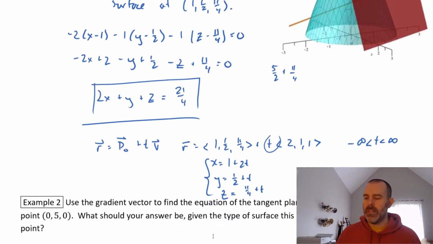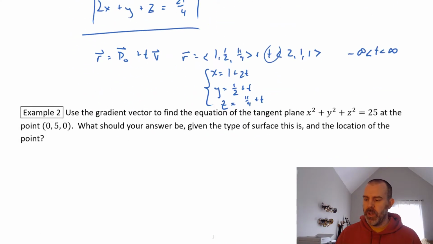I have one last example in this video. We're going to use the gradient vector to find the equation for the tangent plane to, we need like, what is that? Preposition? Tangent plane to this particular surface at the point (0, 5, 0).